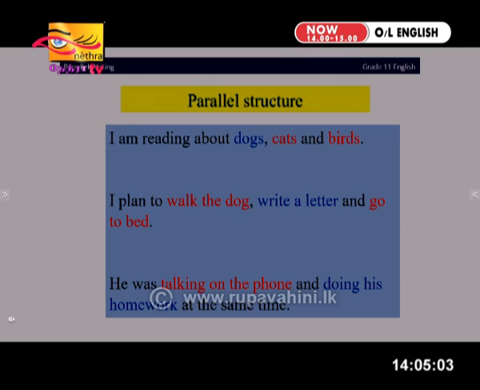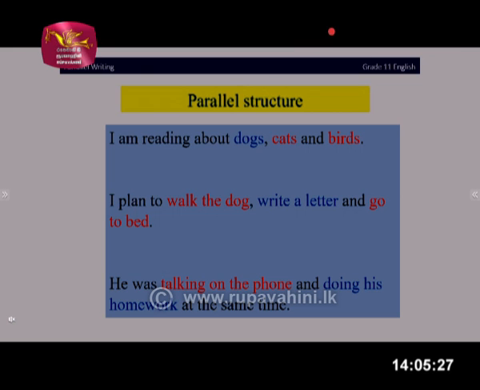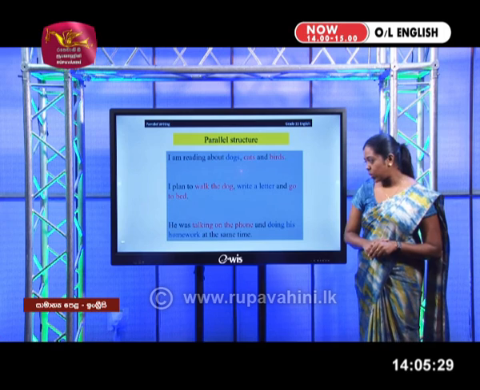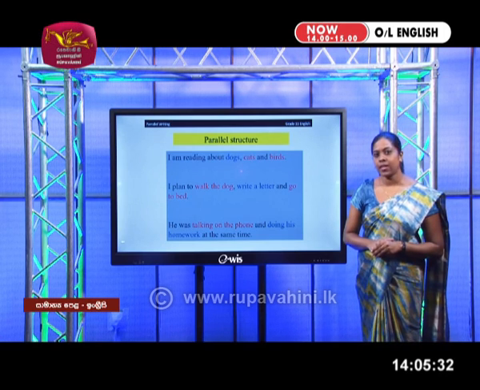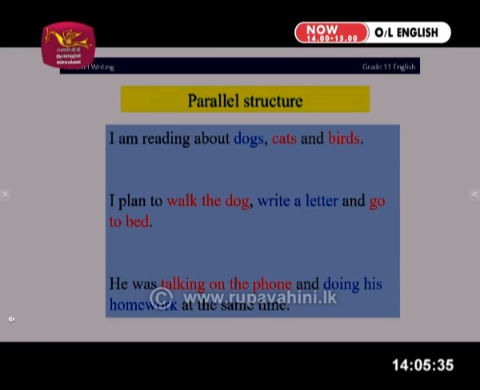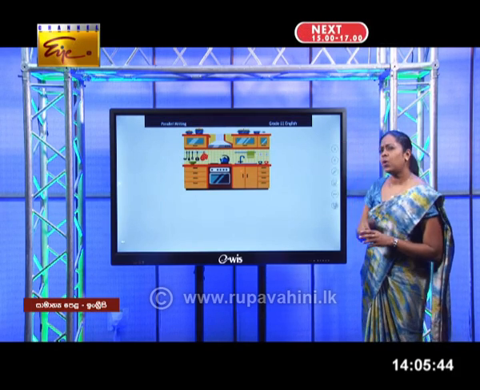And the second one, I told you about grammar. Observe this sentence carefully. I plan to walk the dog, write a letter, and go to bed. If it is the given example, if you are to write something parallel to this, remember to keep the grammar correct. The third one is also somewhat similar. He was talking on the phone and doing his homework at the same time. Observe the sentence structure here. Talking, doing. Right? So this is what I mentioned when I said to focus on grammar, punctuation and so on when it comes to parallel writing. Right. Let's move on to a small activity.